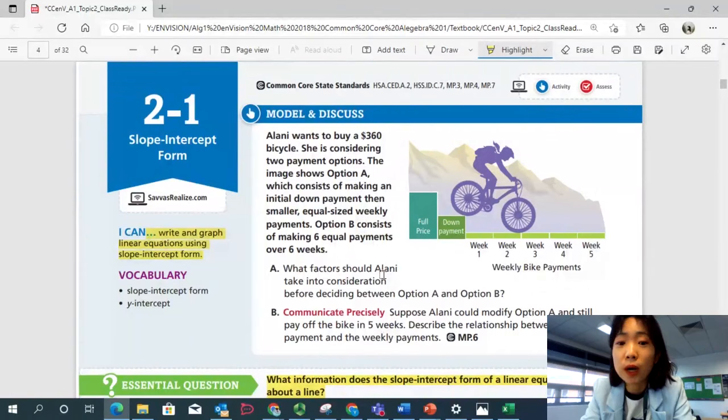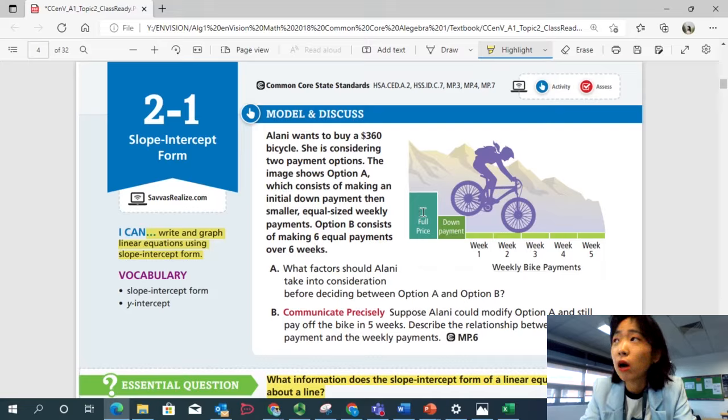Okay, 2-1, slope-intercept form. In this lesson, we'll be able to write and graph linear equations using slope-intercept form. The lesson vocabulary would be slope-intercept form and y-intercept. Let's start with model and discuss. Alani wants to buy a $360 bicycle. She's considering 2 payment options.